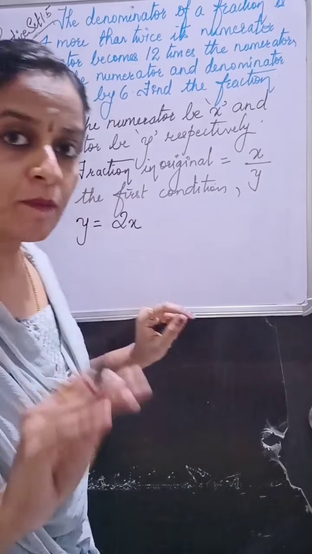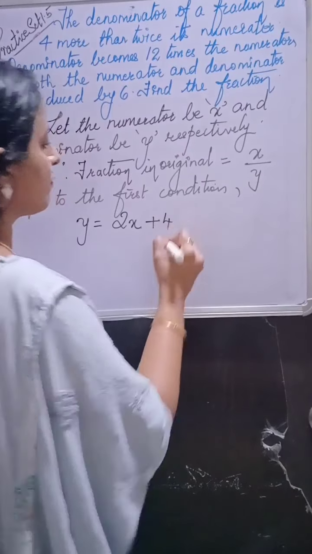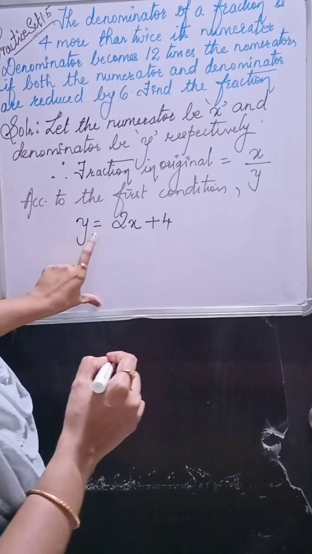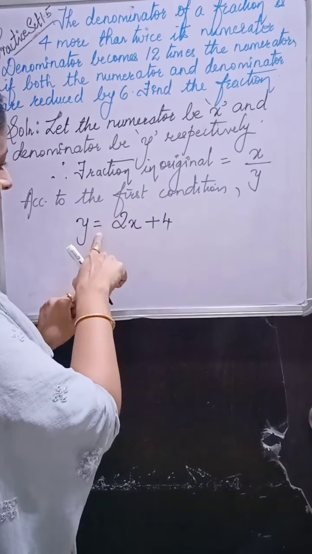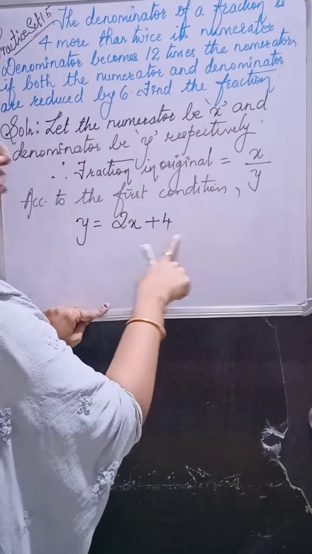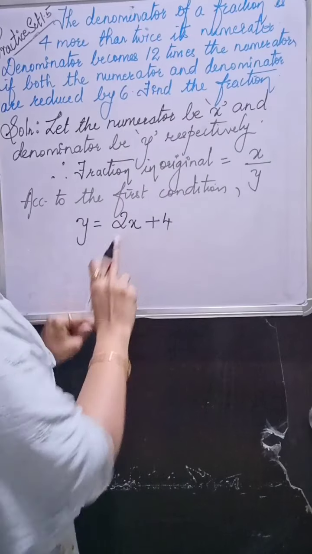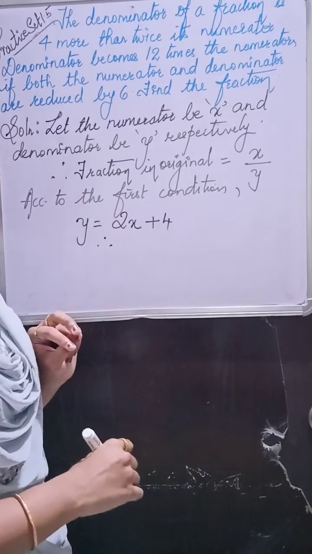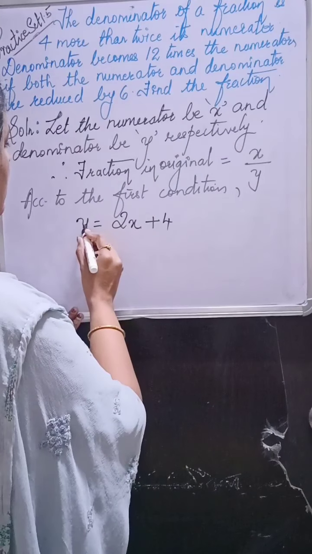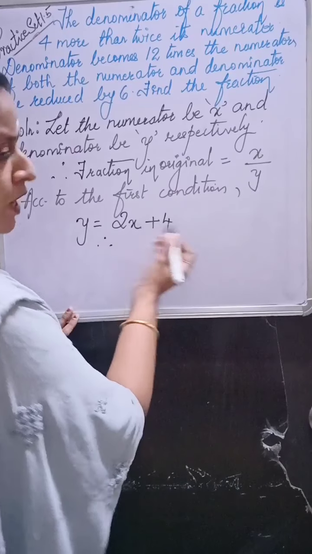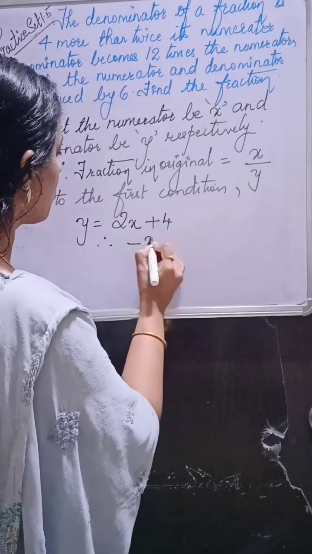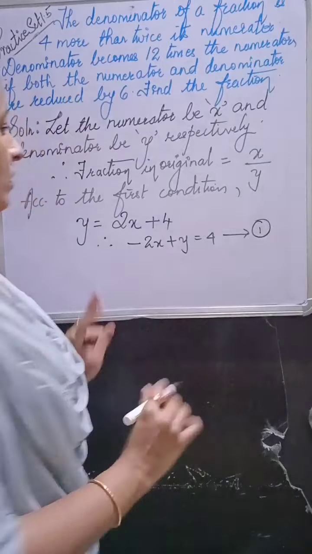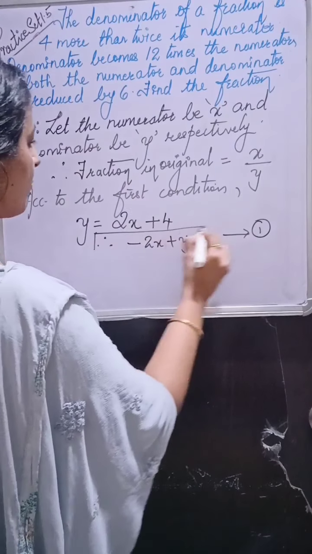2x, 4 more than means plus 4. Again check whether it is coming properly. The denominator is y, denominator is 4 more than twice its numerator, so y equals 2x plus 4. Now we will write this in proper equation form. We will take this 2x to the other side. It will become minus 2x plus y equal to 4. This will be equation number 1. So equation number 1 we got.